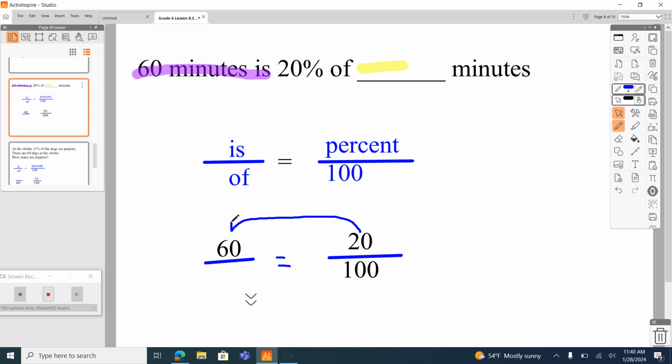20, so 2 times 3 is 6. So 20 times 3 is 60. 100 times 3 is 300.